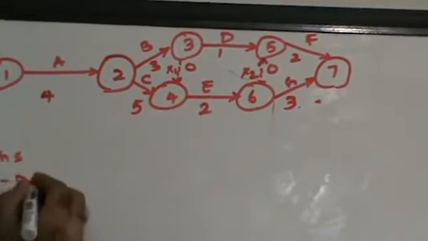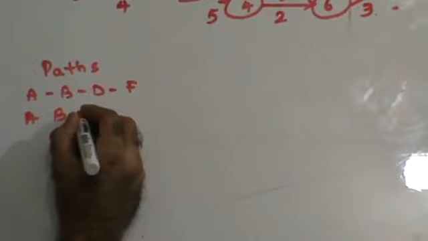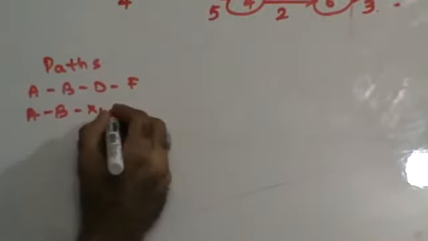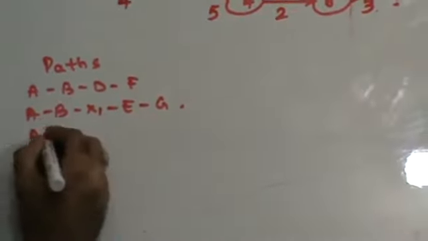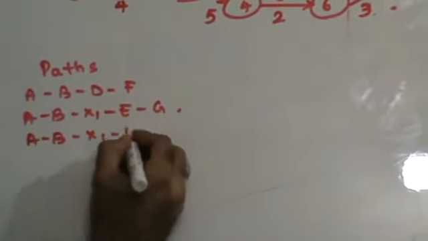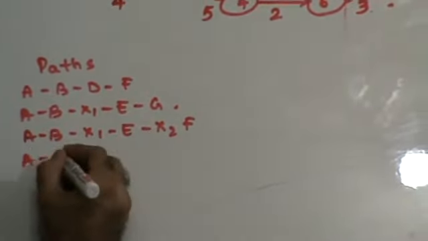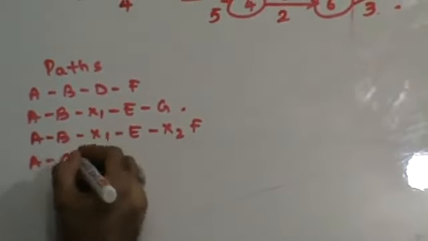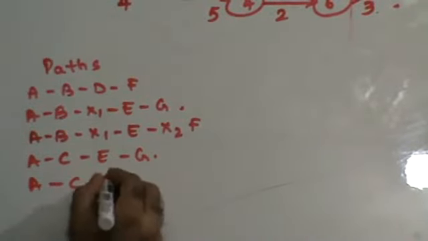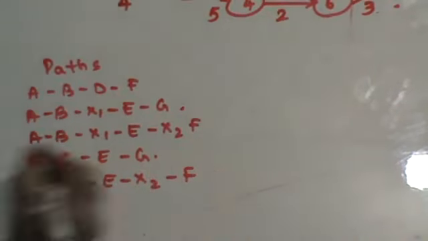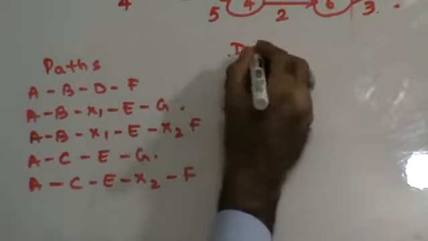A, B, D, F. A, B, X1, E, G, right? Then I have A, B, X1, E, X2, F. Then I have A, C, E, G. Then you have A, C, E, X2, F. These are the various paths you have for going from 1 to 7. Let's find out the duration.